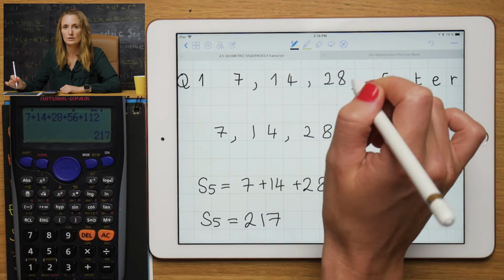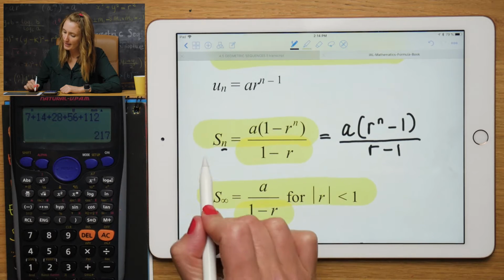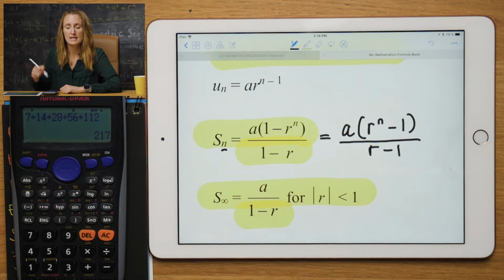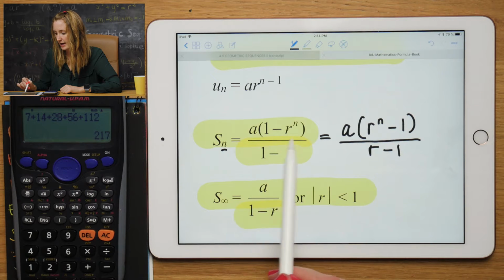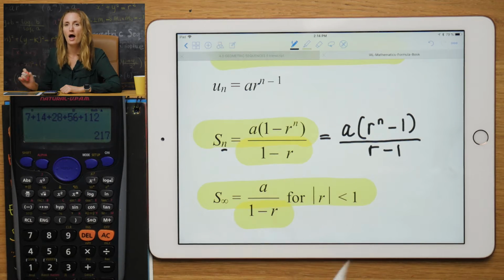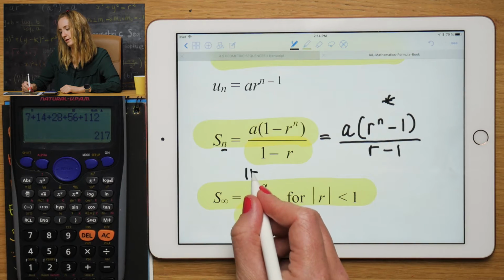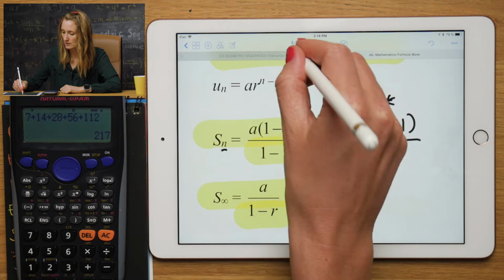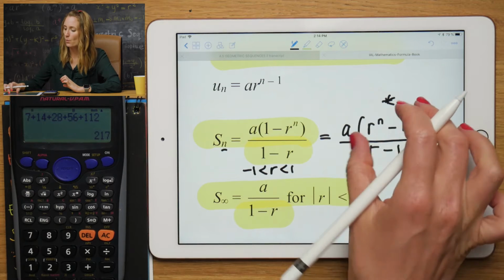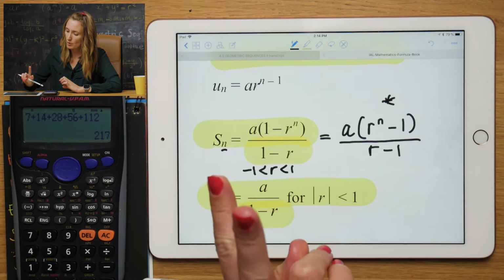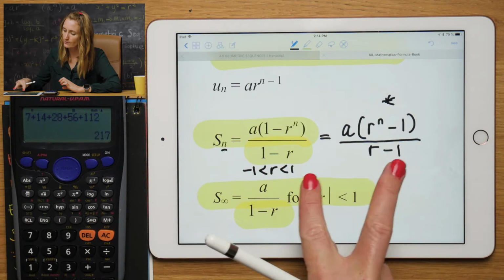And what we need to do is go back to our Excel formula booklet. And it's here. The Sn, S stands for sum, which means adding up, formula is given A(1 minus R to the N) divided by 1 minus R. I will add a little star that this formula is only okay if R is between -1 and 1. If you have an R that's bigger than 1, it's much better for you to swap the R and the 1 around, both inside the bracket and on the denominator, and use this formula here.